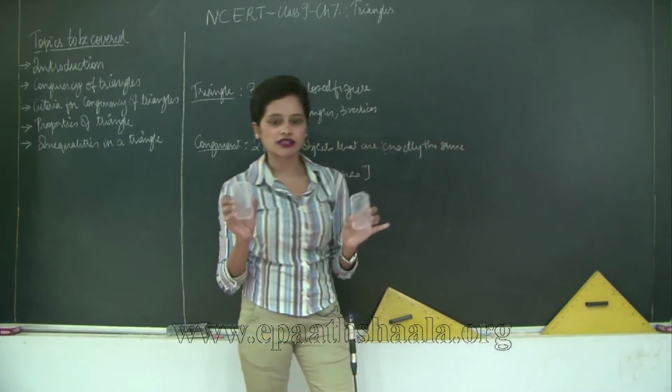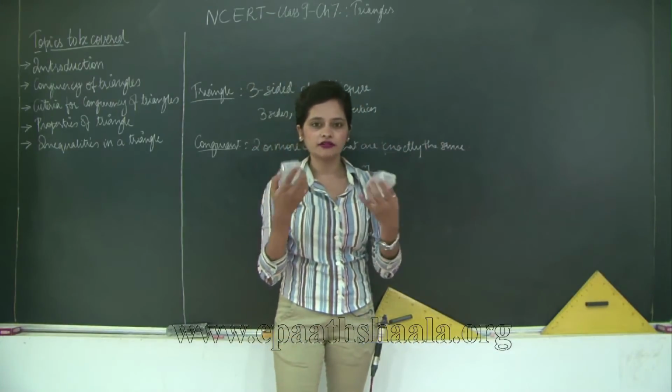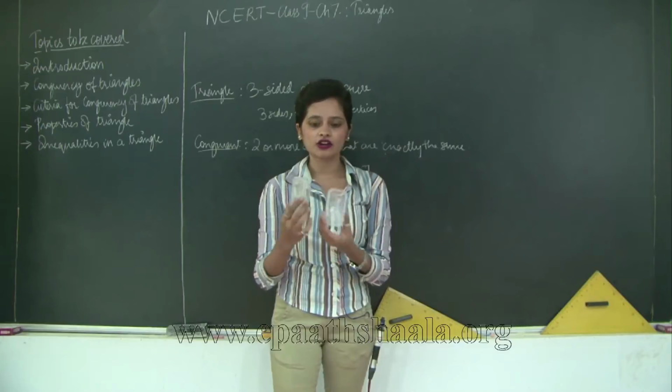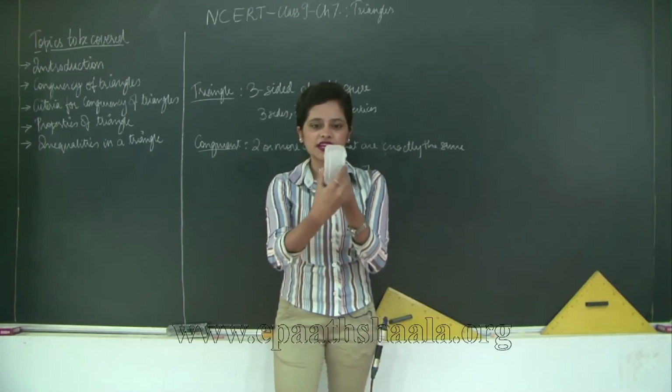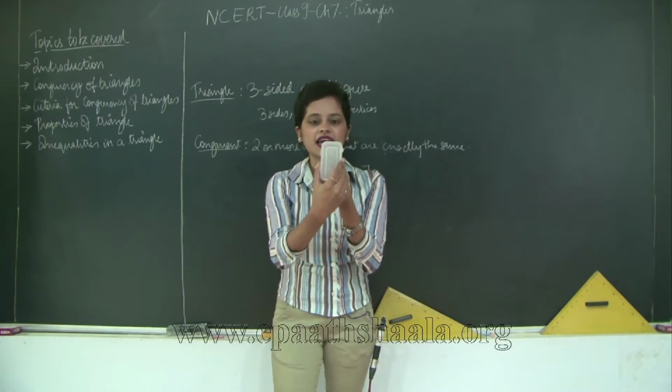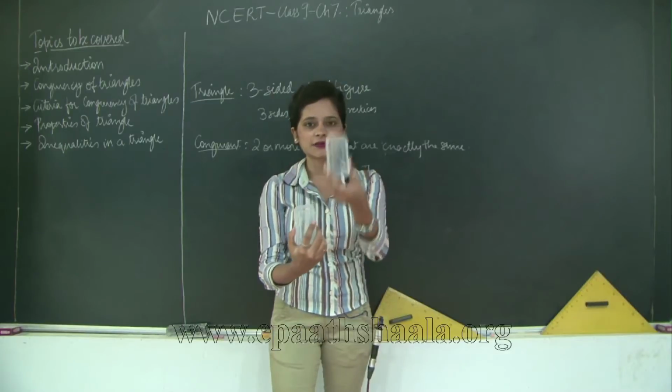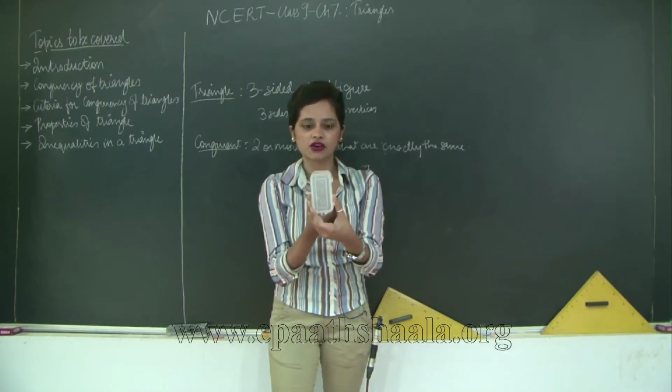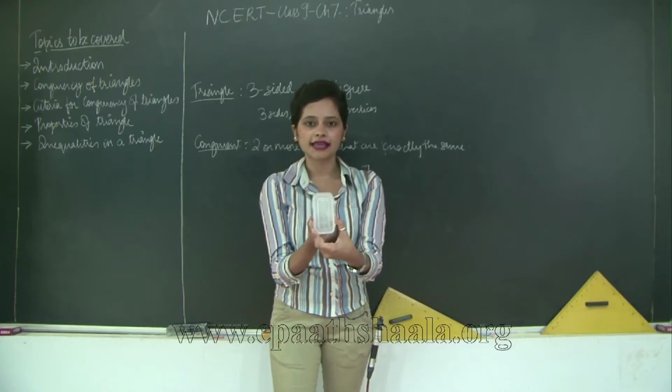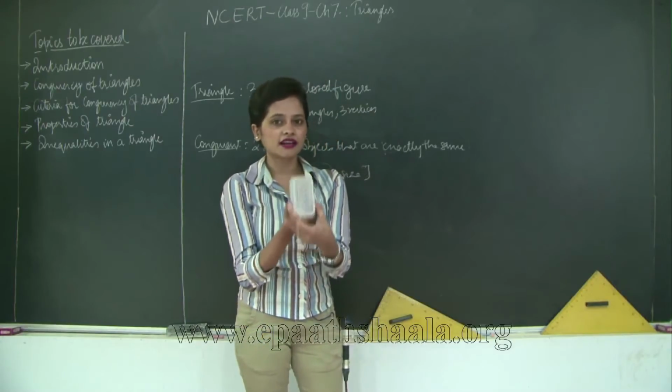So I have two boxes now. They look similar, right? And if I place one on top of the other, the one that is behind gets hidden. That means this one is overlapping this one. Similarly, this object will overlap this object. So superimposition is happening. Therefore these two objects are congruent.